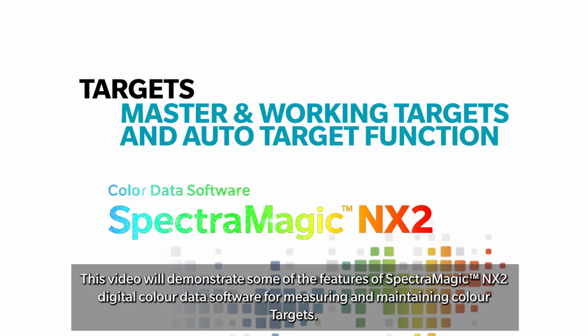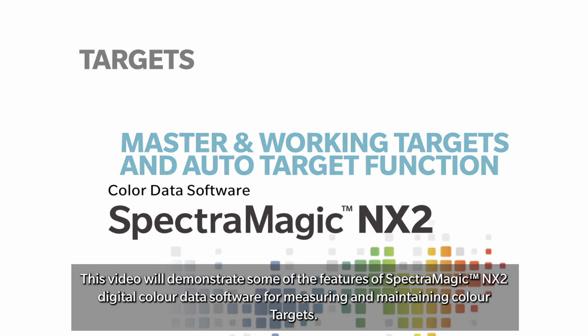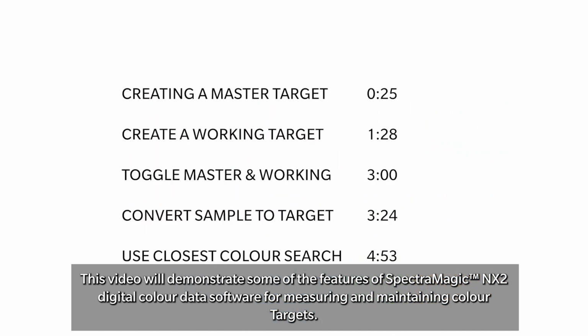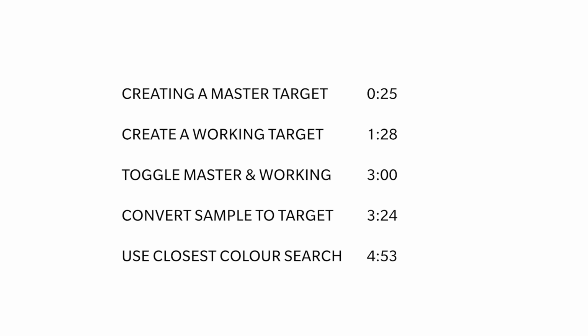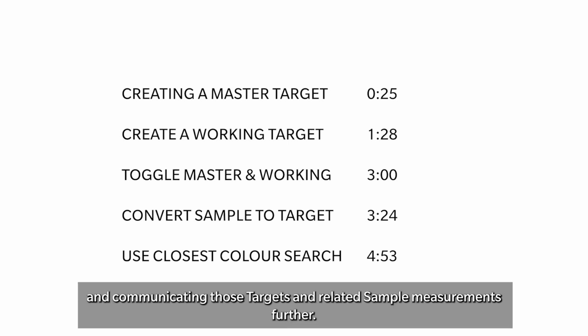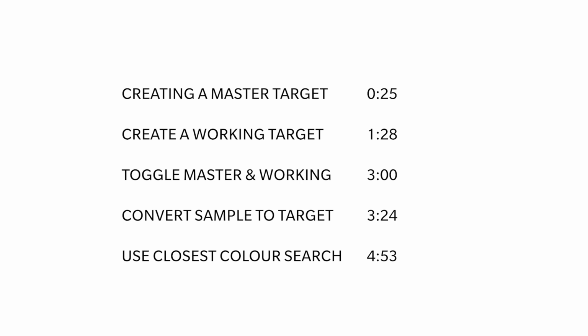This video will demonstrate some of the features of SpectraMagic NX2 digital colour data software for measuring and maintaining colour targets. Using the expanded functionality of the SpectraMagic NX2 software, we're able to greatly improve the utility and ease of working with targets and communicating those targets and related sample measurements further.